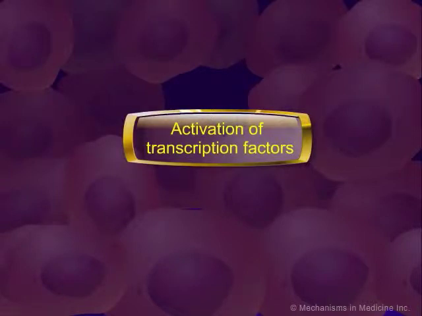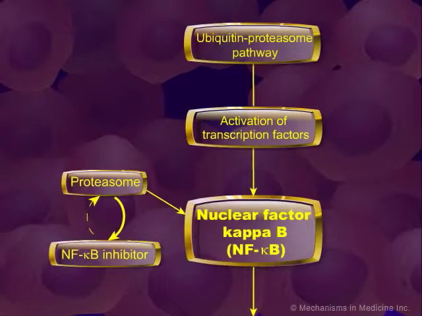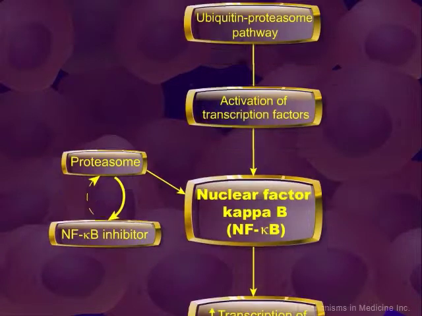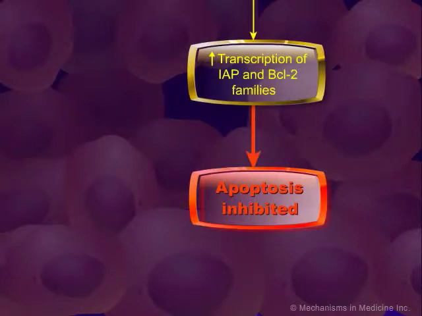Activation of transcription factors can lead to apoptotic resistance. This occurs, for example, when members of the nuclear factor kappa B or NF-kappa B family of transcription factors are overexpressed in certain tumors, which lead to increased transcription of anti-apoptotic members of the IAP and BCL2 families.